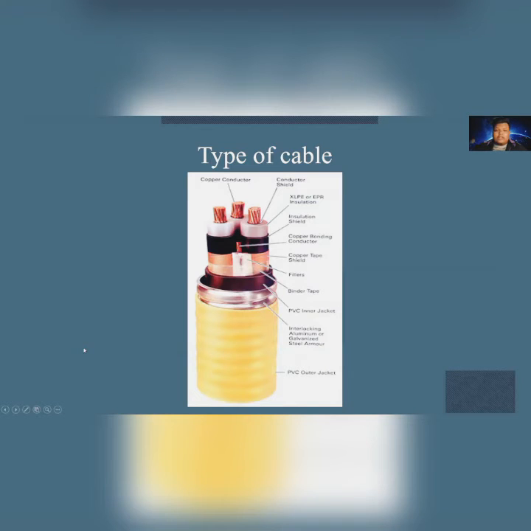So, the type of cable that is used for the interlock system. This is the type of cable, okay. This is the copper conductor shield, SLPE or EPR insulation shield, copper bonding conductor, copper tape shield, and the white one is fillers, binder tape, PVC inner jacket, interlocking aluminium or galvanized steel armor, and the last one is the PVC outer jacket.